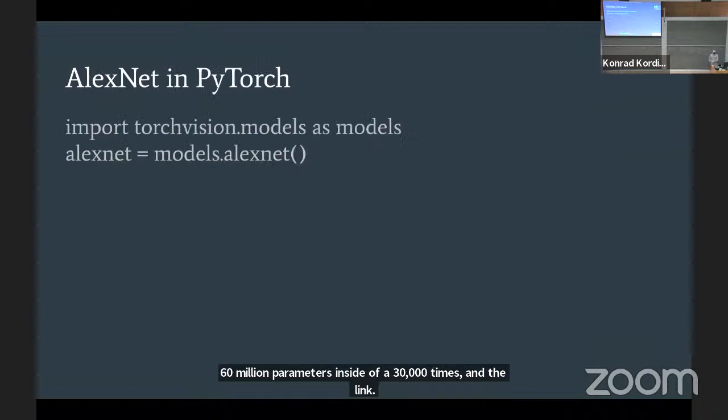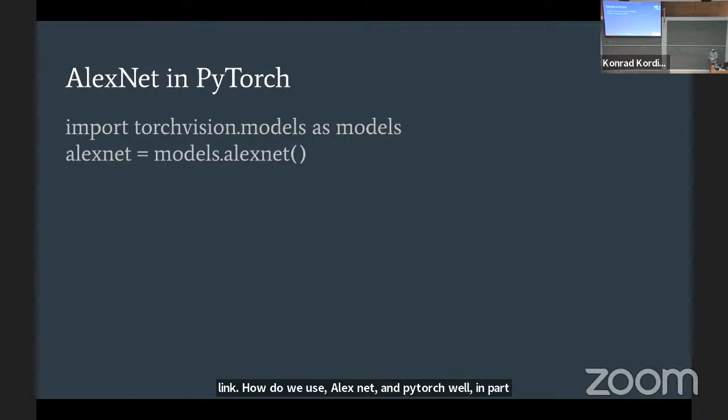How do we use Alexnet in Pytorch? Well, import torchvision.models as models, and Alexnet is models.alexnet. So it's basically 2 lines to have Alexnet. Lots of people use Alexnet or one of the other early ones because they run very fast. They were meant to run on really cheap hardware.